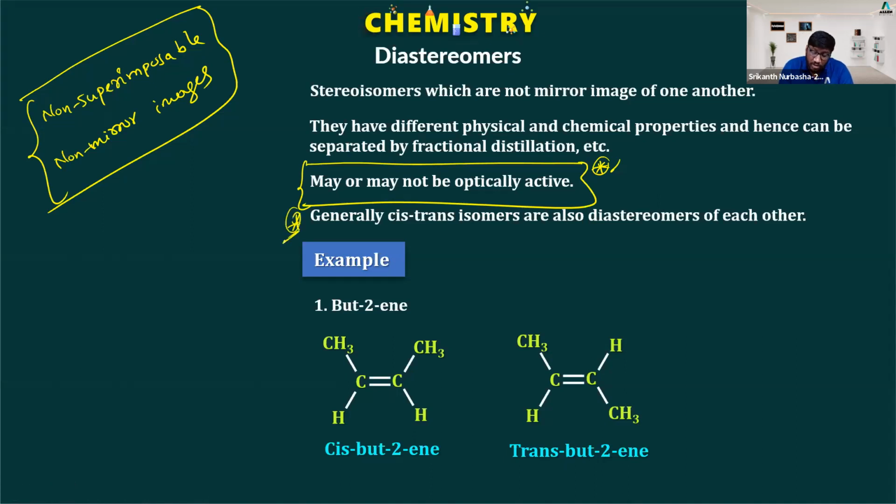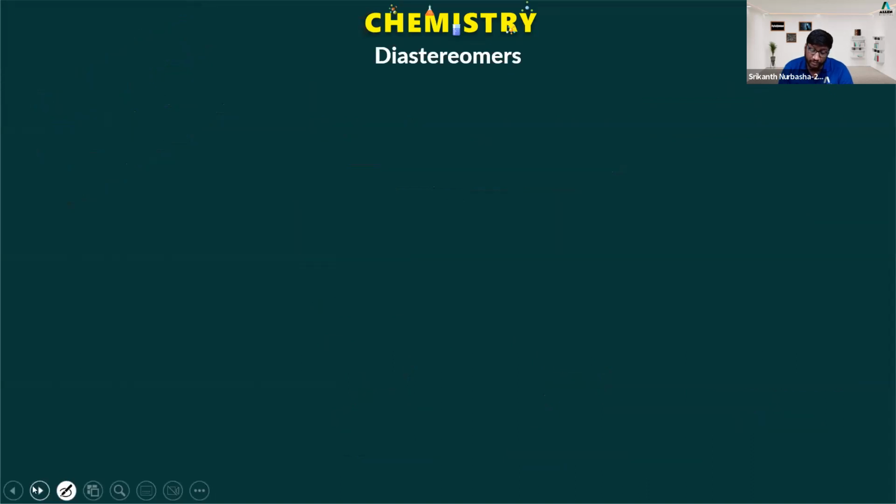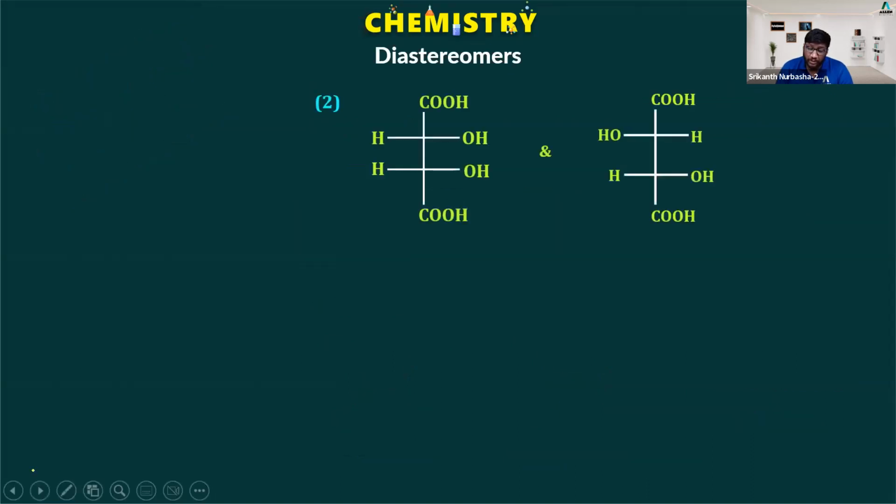Generally, cis-trans isomers are also diastereomers to each other because they are non-superimposable, non-mirror images. They are not mirror images, and they are not superimposable, so they are called diastereomers. Try to figure out these compounds: COH, CHOH, CHOH. Are they mirror images to each other? If I keep a plane mirror here, they are non-mirror images, so diastereomers.